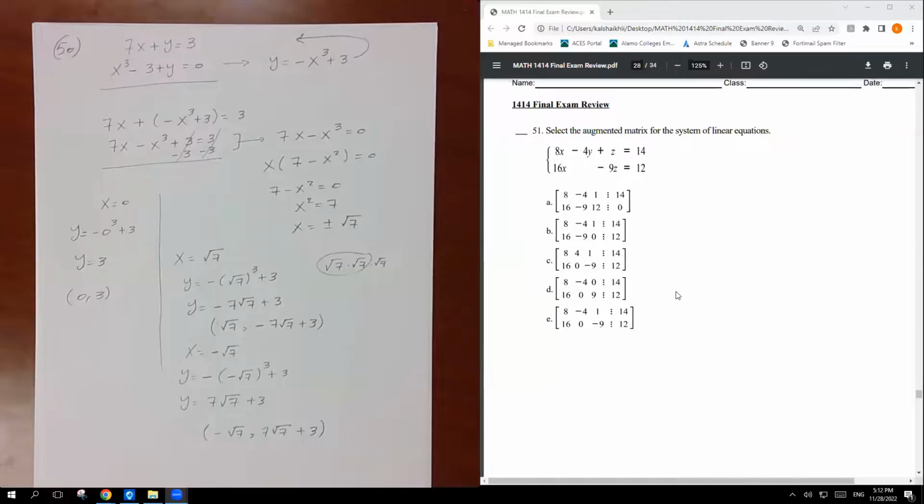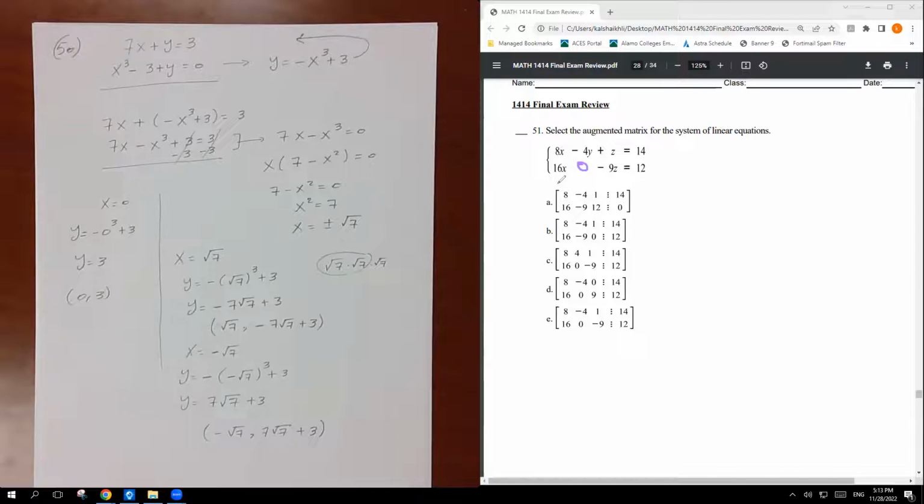For 51, we just have to select the augmented matrix. You just have to be careful. For the second equation, we have a missing y. That means this is 0. In all the equations x, y, z, the y here is 0 and here is z. So we're going to check which one is going to be the right equation.